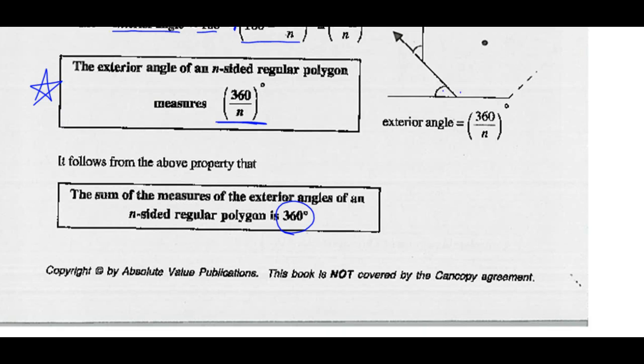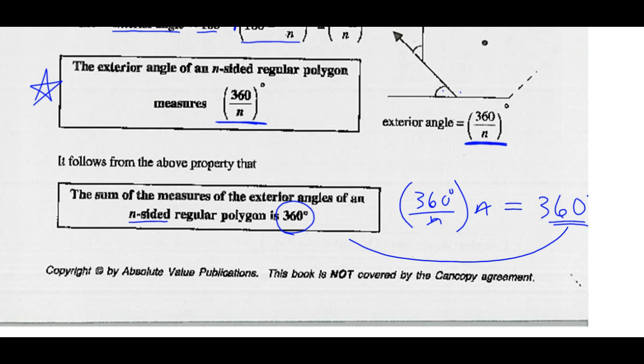Right? So if one exterior angle is 360 divided by n, and it's an n-sided shape, the sum of the measures of the exterior angles of all those would be 360 divided by n times the number of exterior angles there are, which is n. So 360 divided by n times n, well, those are going to reduce down to 1. And that's going to be 360 degrees. So that's where this property comes from.